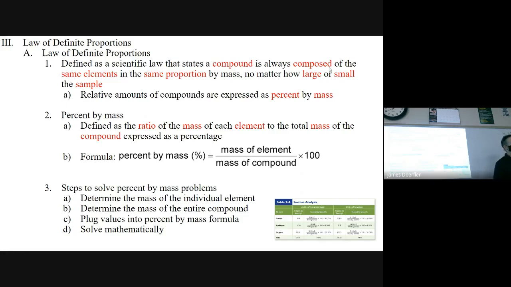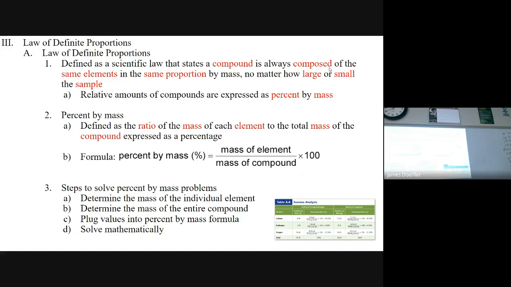And I always like to use water. I can have an ounce of water, I can have a gallon of water. In both sample sizes, I will always have H2O. I will always have 2 hydrogens for every single oxygen, no matter what.